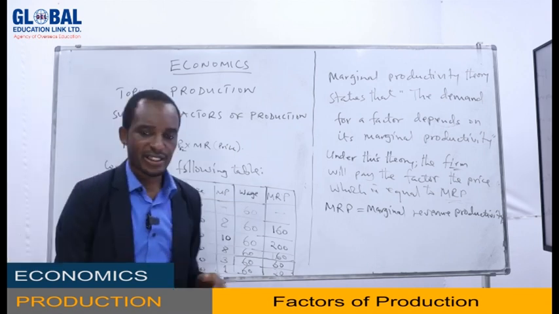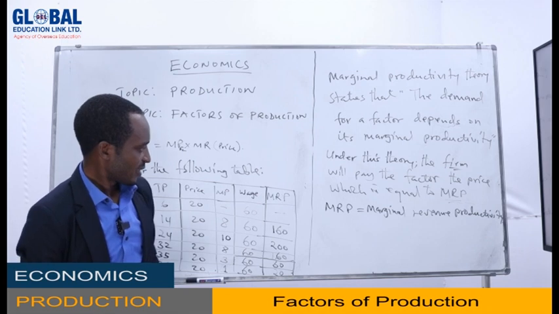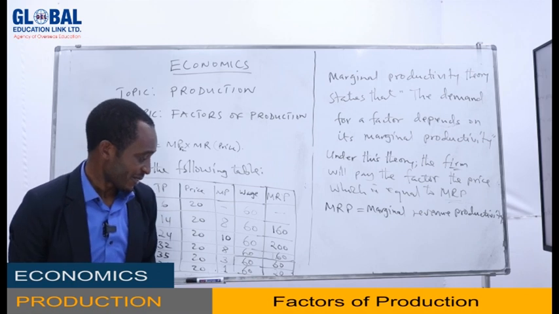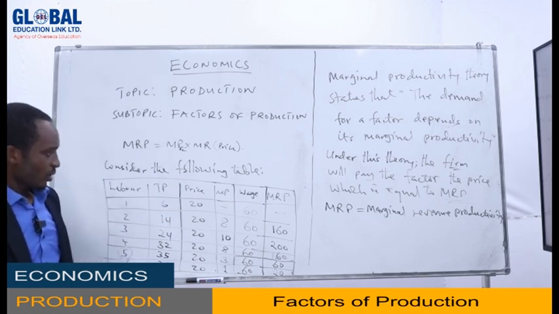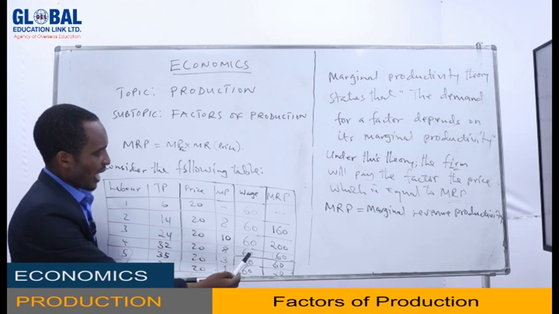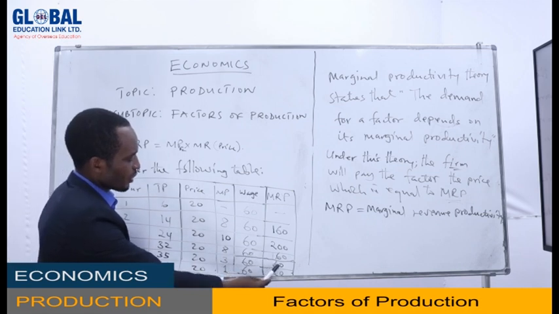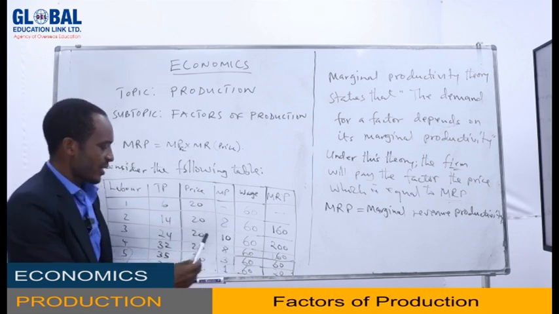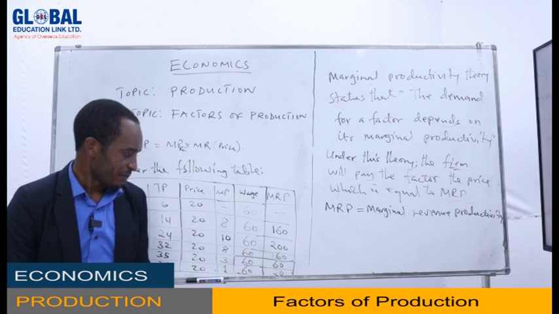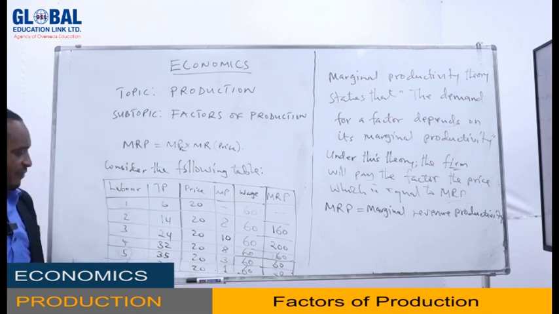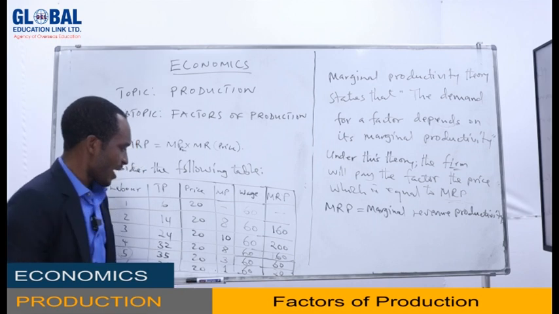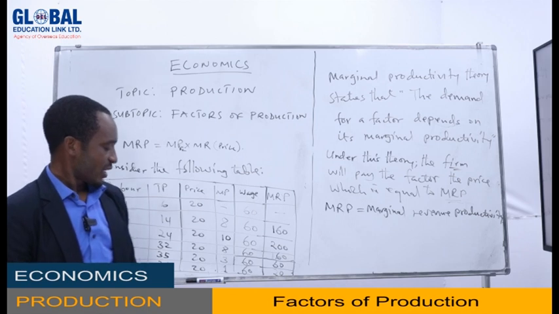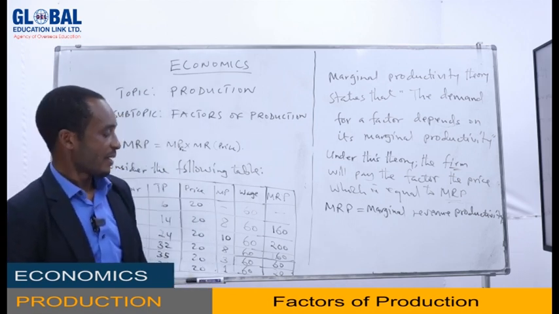So if the firm is aiming to maximize the profit, it will follow this rule. If it is following the rule of profit maximization, it will employ labor when the marginal revenue productivity of labor is equal to the wage. And the labor which will be employed is 5 units. So this will be the equilibrium of the firm.